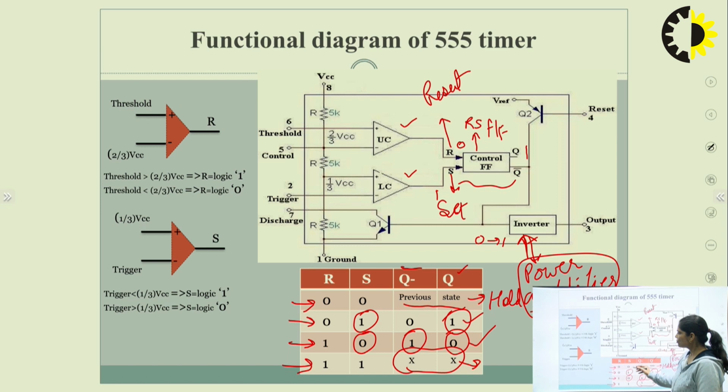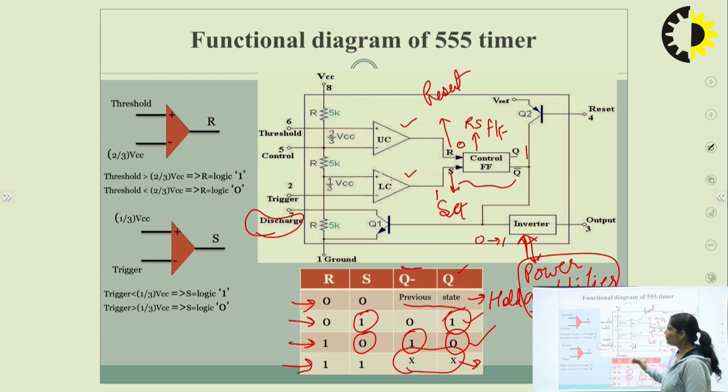So this is the third main component of this functional block diagram of the 555 timer IC. Now the last one is discharge, which means the discharge capacitor is here. So these are the four main components. Now, how will this functional block diagram work? Here you can see these are two comparators.